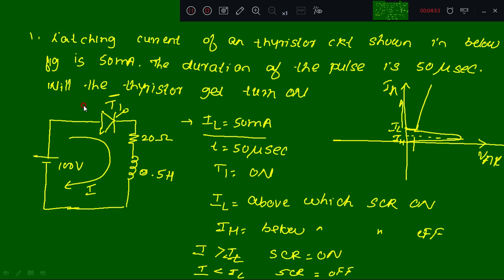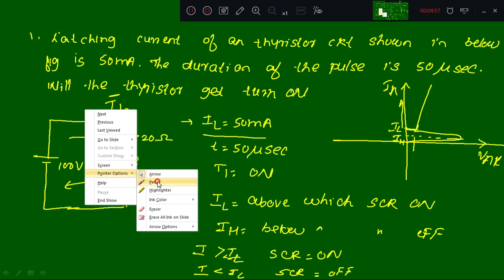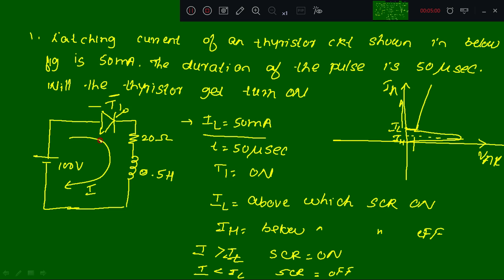Here they are asking us to check whether this SCR will turn on, and they have given the latching current. With respect to latching current, the procedure to check whether the SCR is on or off is to calculate the circuit current. If it is more than this latching current, SCR is on. If it is less than this latching current, SCR is off. They have given the duration as 50 microseconds.